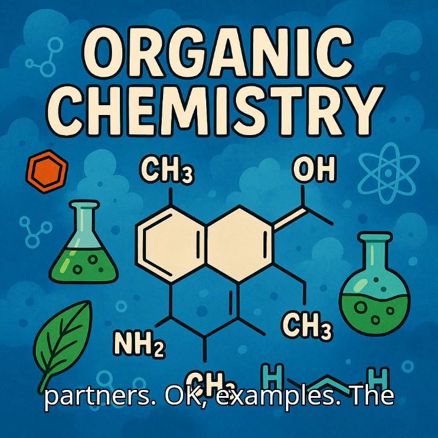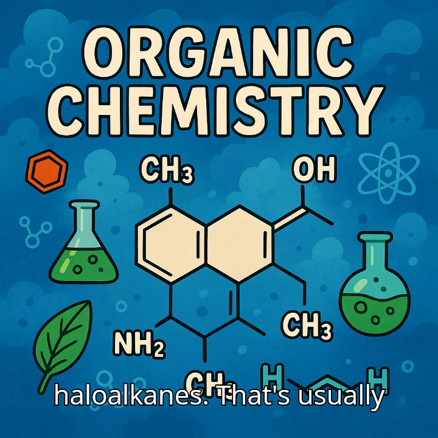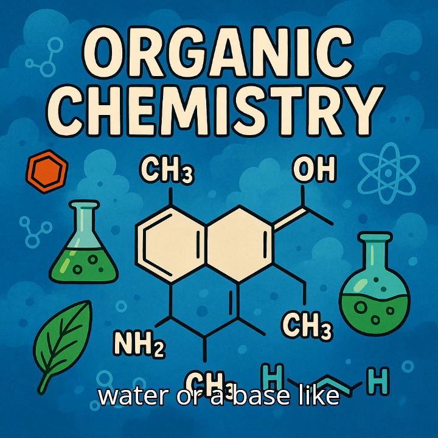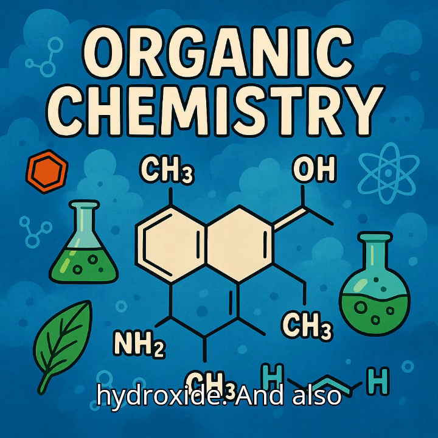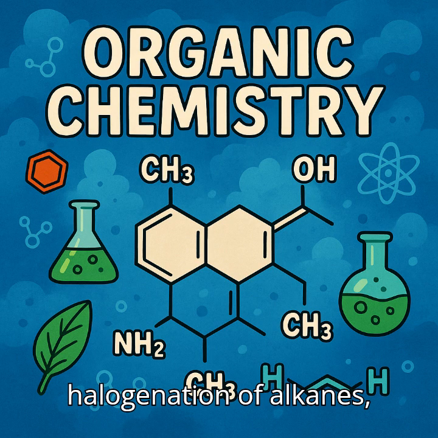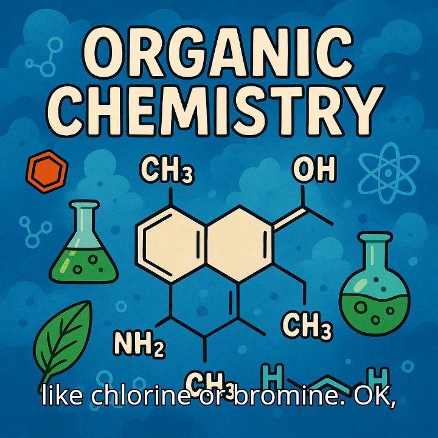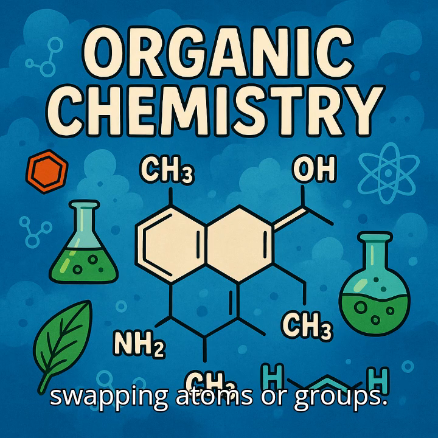Okay, examples. The source lists hydrolysis of haloalkanes. That's usually replacing the halogen atom with an OH group, often using water or a base like hydroxide. And also halogenation of alkanes, swapping a hydrogen atom on the alkane for a halogen atom, like chlorine or bromine. Okay, swapping atoms or groups.